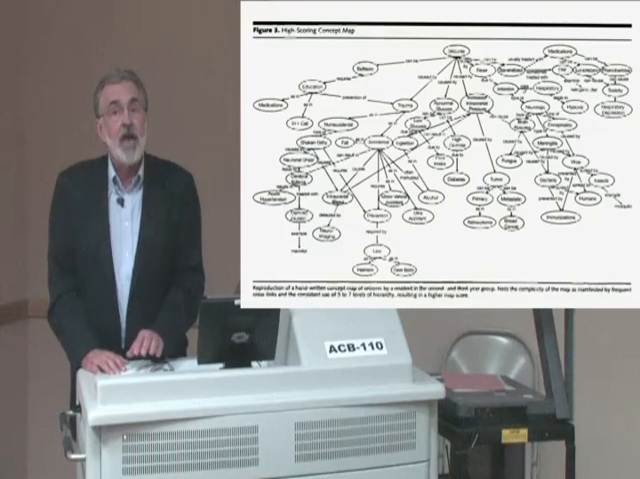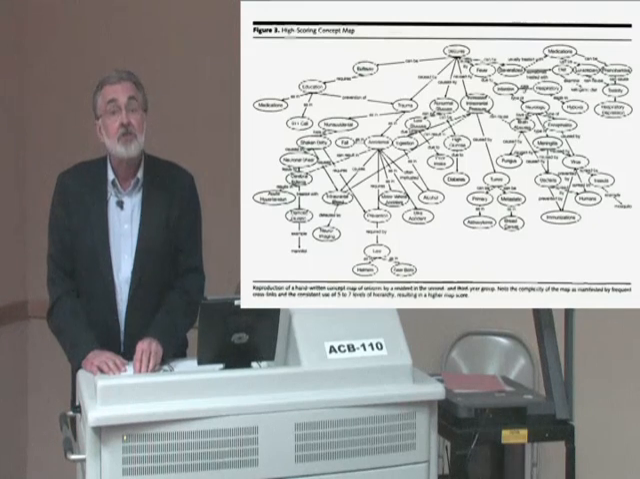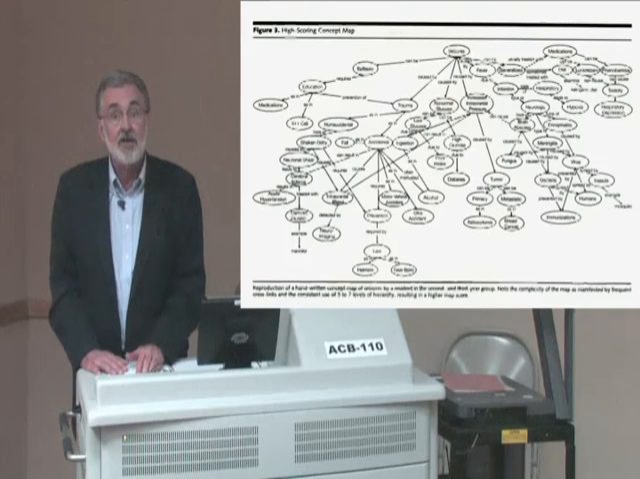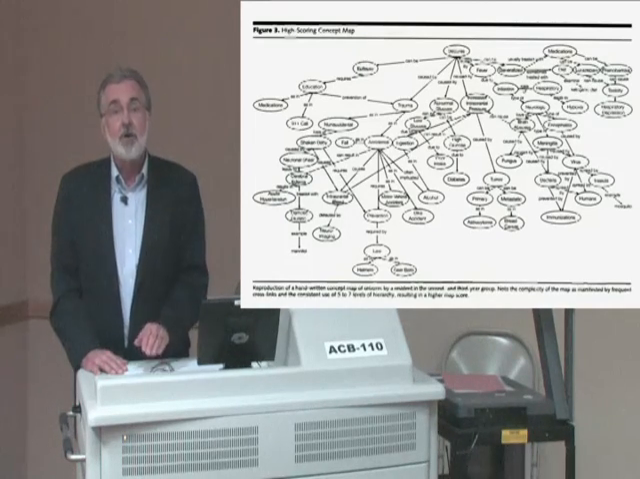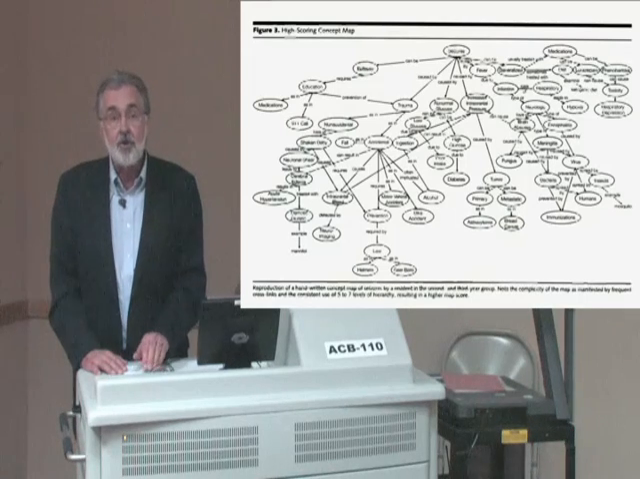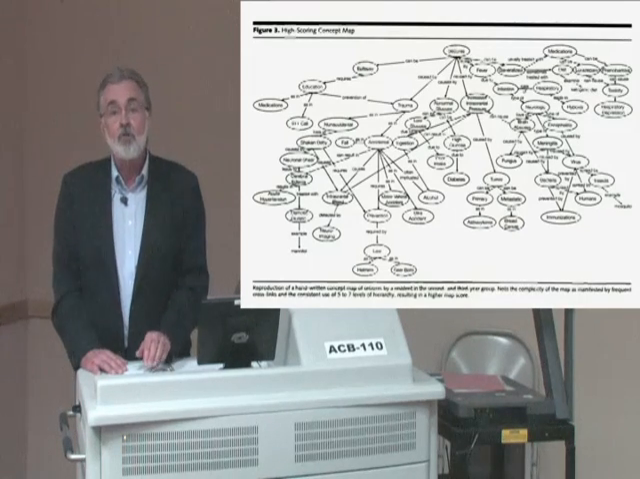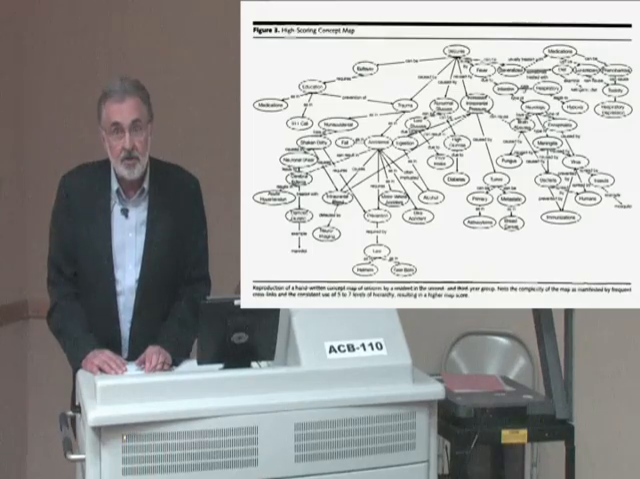Okay, look at the crosslinks. It's loaded. That's why it's a high-scoring map. Crosslinks are the hardest things to find, and they represent deeper understanding. The deeper you understand a subject, the more crosslinks you will be able to construct.